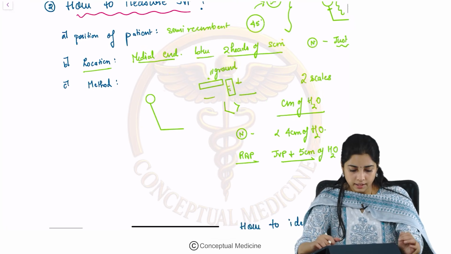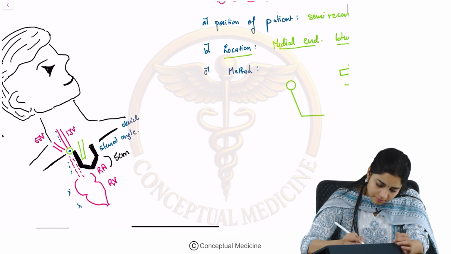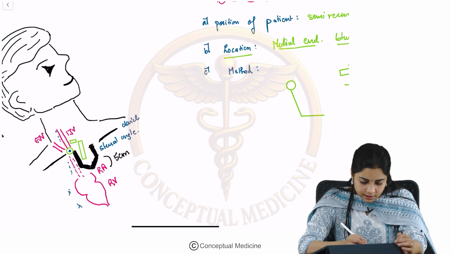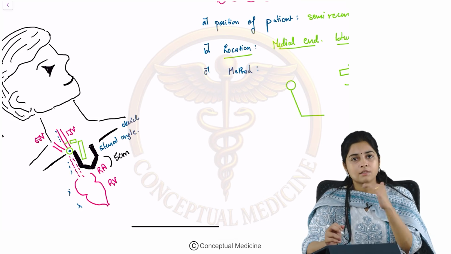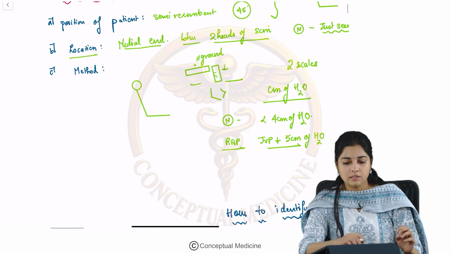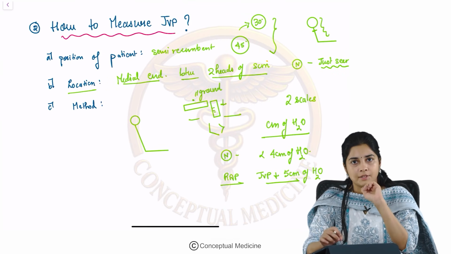pressure, right? So, can you see here, you place a scale this way, you place it perpendicular and the other scale is placed parallel. And if the JVP pulsation is here, this is how you measure the jugular venous pressure. Fine. So, this is the two scale method which is used for the measurement of the jugular venous pressure.